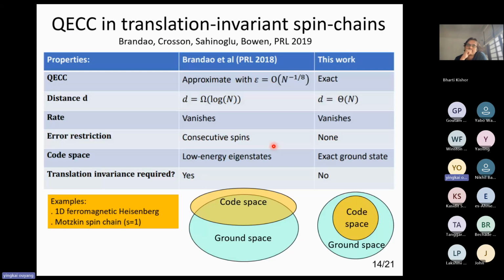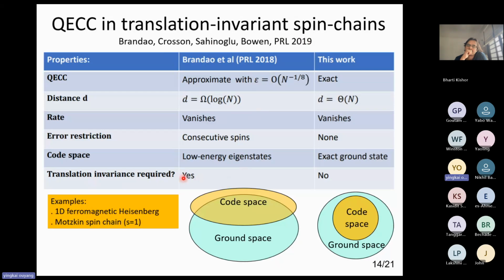We like to discuss quantum error correction in translation invariant spin chains, where the interaction between nearest neighbors of the spins is equivalent. Of course, quantum error correction in translation invariant spin chains has been studied in this very nice PRL paper by Brundle et al. They found approximate codes, basically, with some amount of distance and some amount of rate.